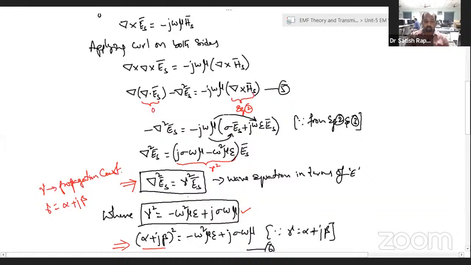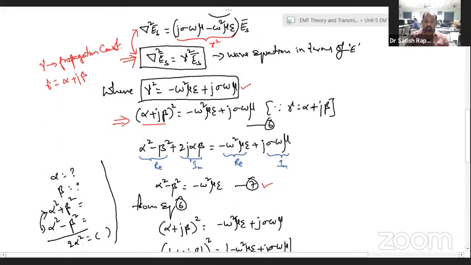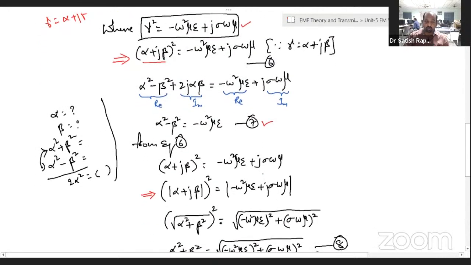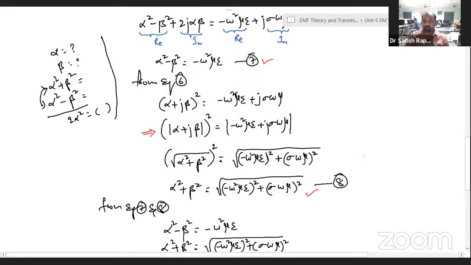And gamma square is the propagation constant, right? So comparing these two, we will get gamma square is equal to minus omega square mu epsilon plus j sigma omega mu, and so on like this. So alpha square minus beta square, equation 7, and alpha square plus beta square, equation 8.